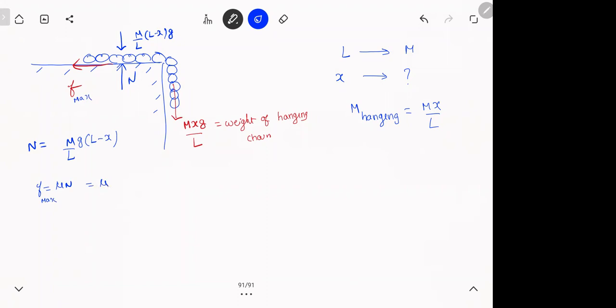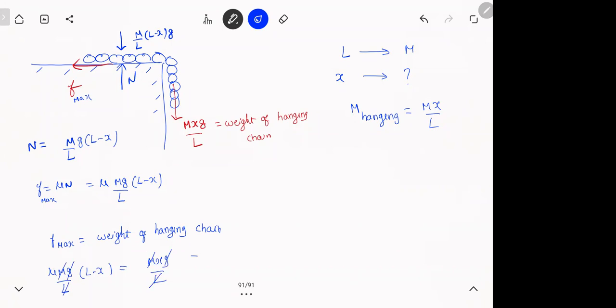So this would be mu mg by L into L minus x. Since the chain is at rest, we should have F max equal to the weight of the hanging chain. How much is this? Mu mg by L into L minus x is equal to mxg by L. The mg by L gets cancelled out. You get mu into L minus x is equal to x. What is mu? Half.